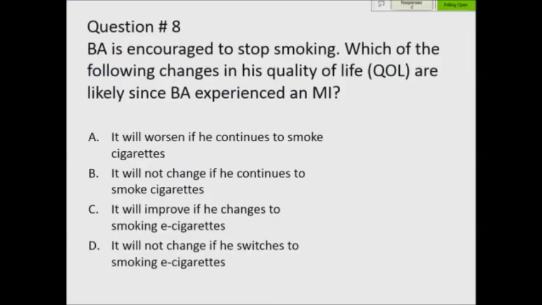Okay, thinking about smoking cessation and quality of life. Which of the following changes in quality of life are likely since he's experienced an MI? So we encourage him to stop smoking, but which of the following changes in quality of life are likely since he's experienced an MI? It will worsen if he continues to smoke cigarettes. It's not going to change at all if he continues. It'll improve if he switches to e-cigarettes, or it won't change at all if he switches to e-cigarettes. How will smoking impact his quality of life, whether he continues or stops?